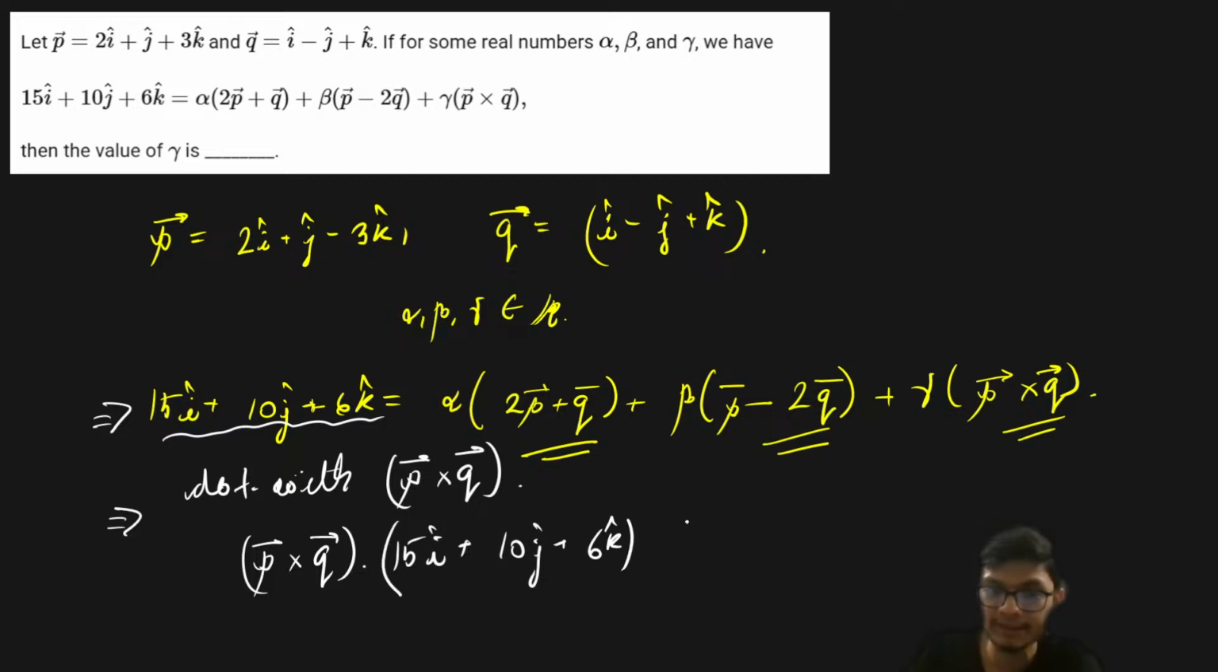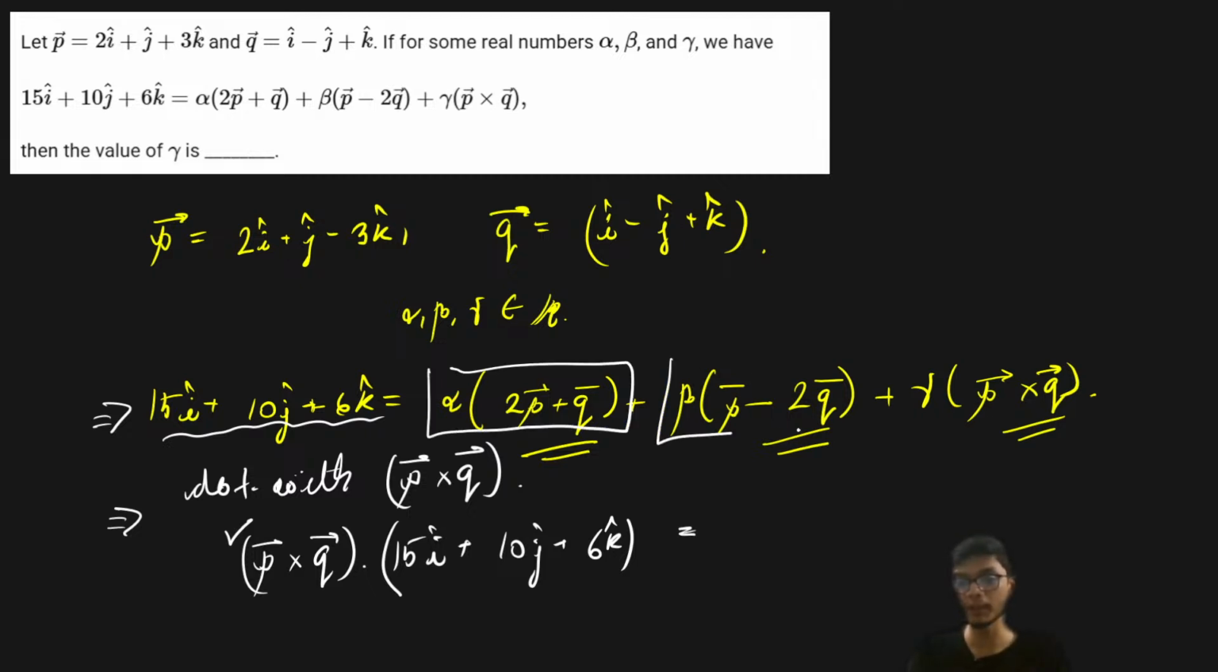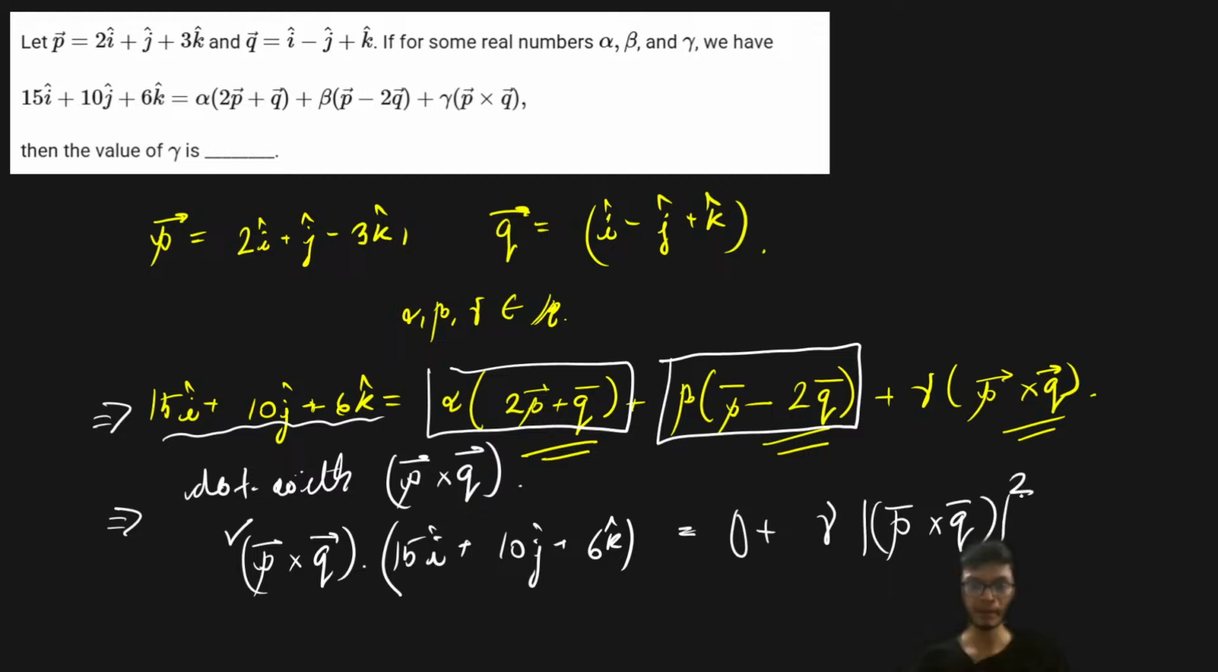I hope this part is clear, right? Now, the interesting part is why I did a dot product with p cross q. If I take a dot product with p cross q, then this particular term is going to be 0. Similarly, this particular term will also be 0 because p vector and q vector are perpendicular to the p cross q vector, right? So these two terms will go to 0, and I'll simply have this relation as gamma times mod of p cross q whole square. I hope this is making sense to all of you, right?